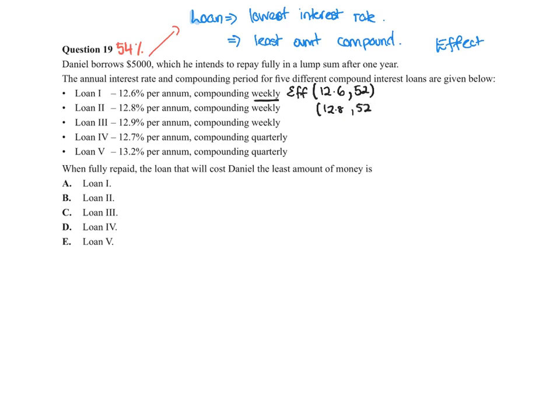So out of these two, you can eliminate. Anyway, you've got to keep on going, and you'll work it out. When it's quarterly, it would be effective 13.2, 4. This one's a higher interest rate quarterly, so we wouldn't want that. This one would be looking better. So you probably want to see the difference between those two, but the answer ends up being D.